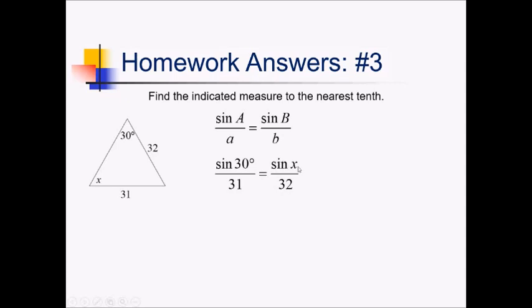Let me start by isolating sine of x. I'll just multiply both sides by 32. So I've got sine of x equals 32 sine of 30 over 31. A lot of 30s in there. And now I'm going to have to do sine inverse of all this stuff on the right to get the value of x. So let's use the calculator for that.